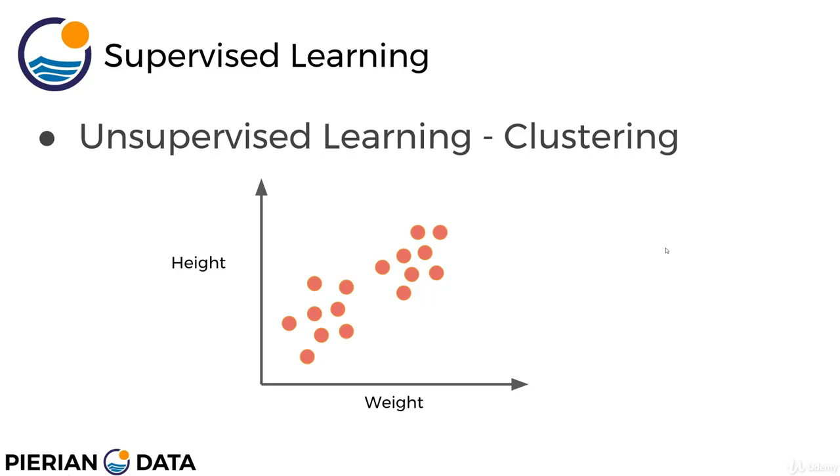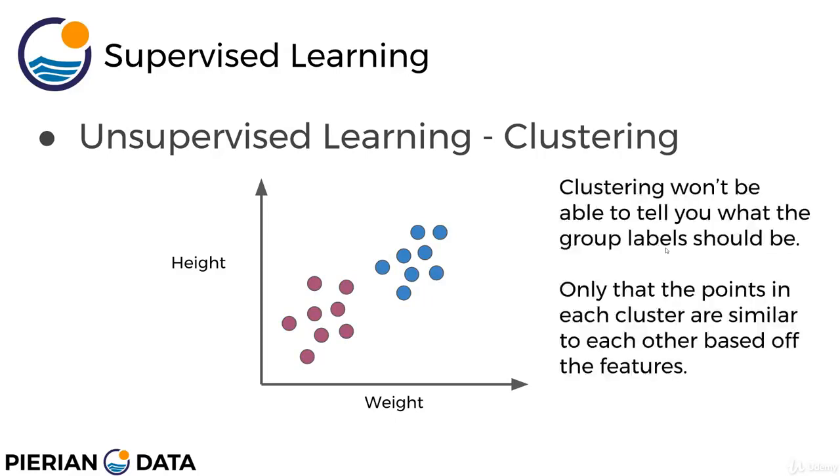Here we plot out all our data points for these various heights and weights of these dogs, and then after computing your clustering algorithm, you end up deciding that you have these two clusters. Your machine learning model says, hey, I think these two clusters are pretty similar to each other. But you should note that clustering isn't actually able to tell you what the group labels should be. It can't report back what actual breeds of dogs these are. All it can tell you is that these points in each cluster are similar to each other based off the features. So that's a really important thing to note, especially when it comes to evaluating unsupervised learning models.